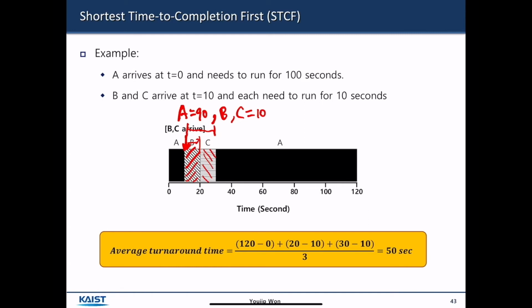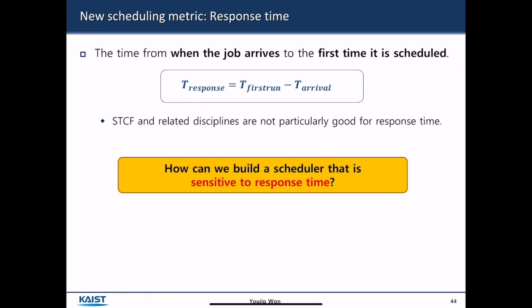Versus for A, its execution time is 120 because it delayed a lot. So if you consider shortest time to completion first with preemption, then average turnaround time renders 50 seconds. Now, we have considered two metrics. First one is fairness, and second one is turnaround time. Let's examine the third one. Third one is the response time.